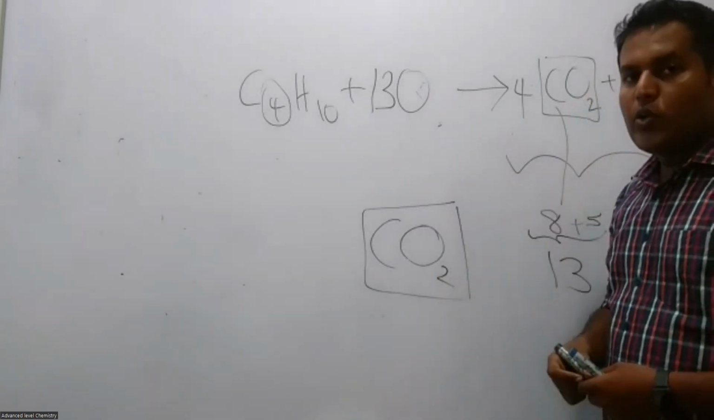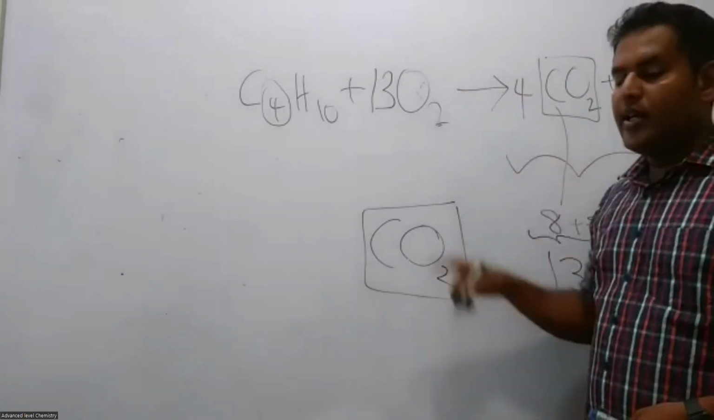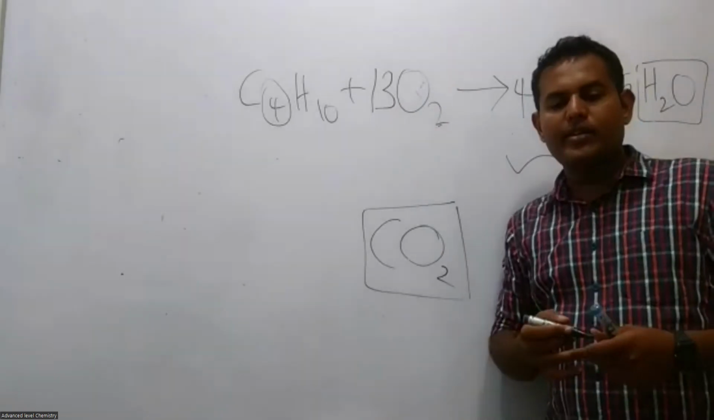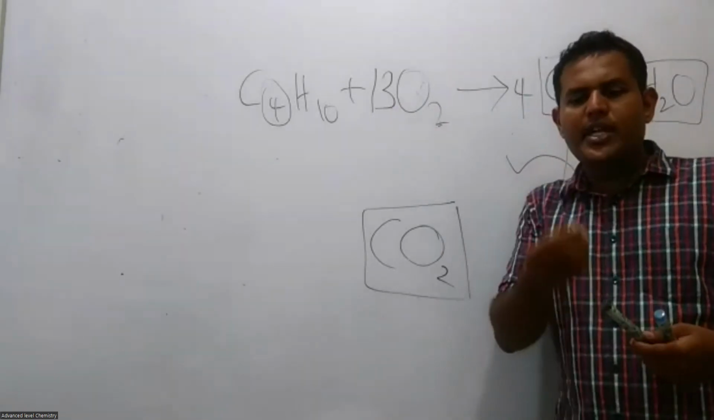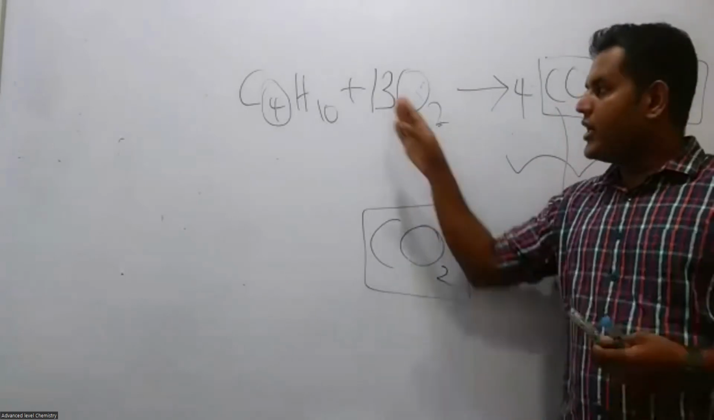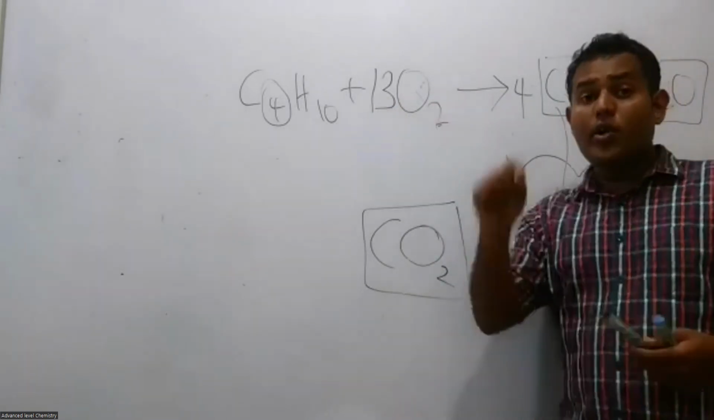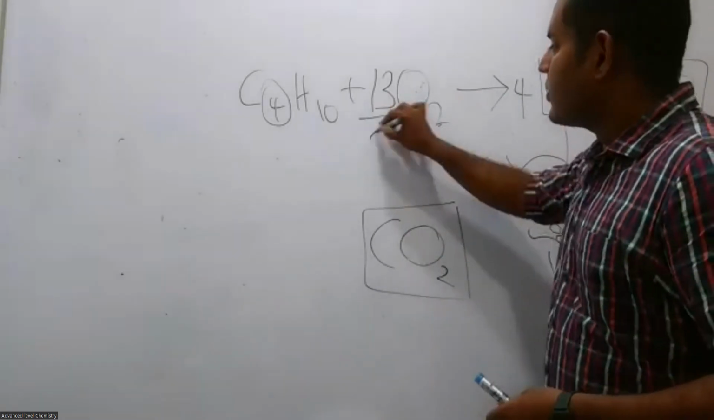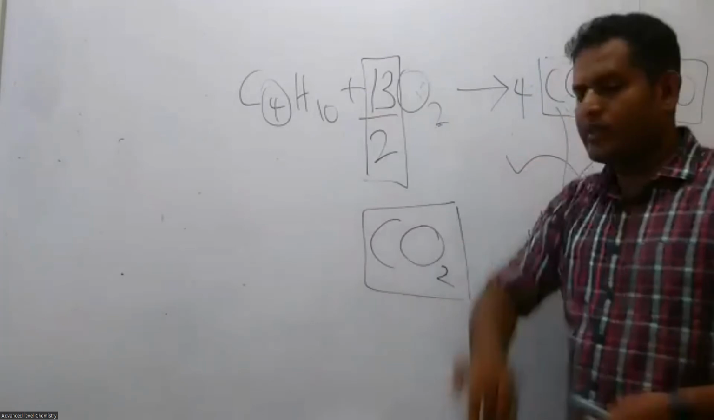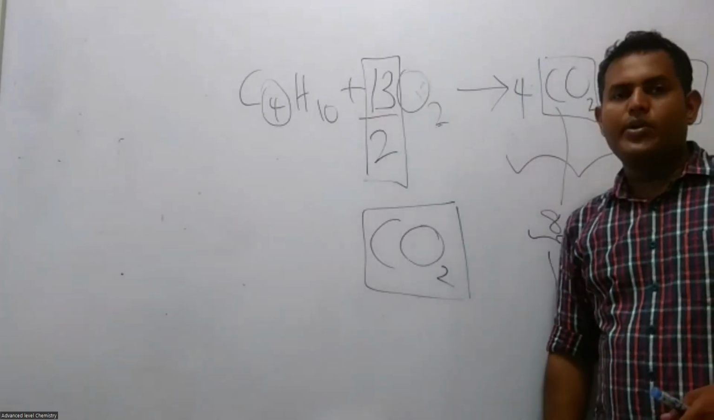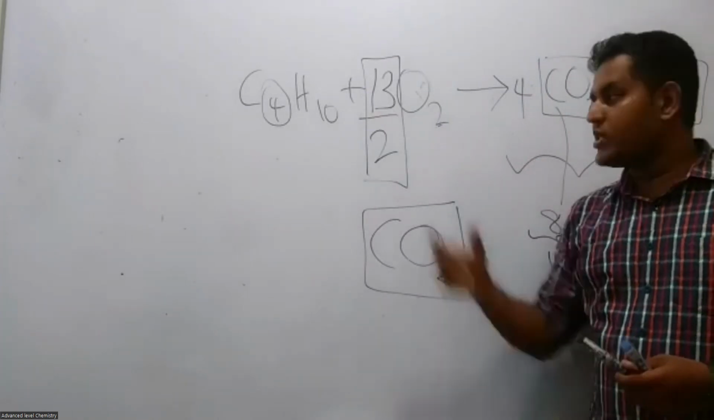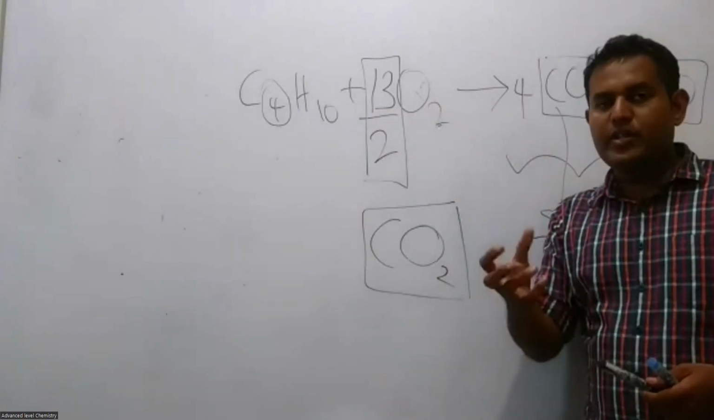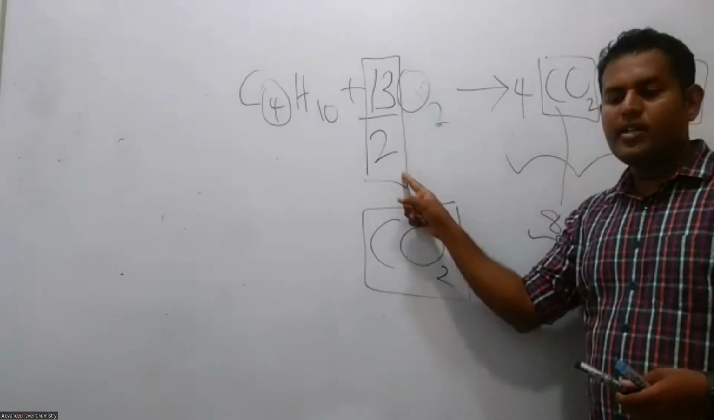So what do you do? In order to avoid this multiplication, what change are you making on this number? A small change we can do. You know this 13 is going to multiply by 2. In order to avoid it, you divide this one by 2. 13 divided by 2 is 6.5, and 6.5 into 2 is 13. Generally we don't write decimals, we write a fraction. Is it clear? Now it is balanced.